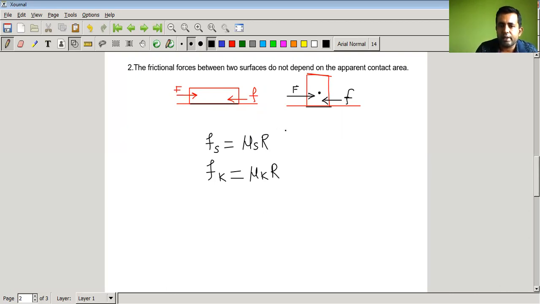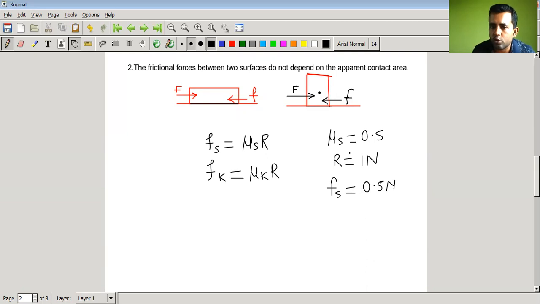Now, let us try to understand the meaning of this. Suppose mu s is, let us say, 0.5, and R is, let us say, 1 Newton. If I take this value, that means that static friction between the two surfaces will be 0.5 Newton. So this is fixed, but what I can do, I can increase this. Like law 1 says that friction force is directly proportional to support force or normal force. So if I increase this, then I can increase friction, right?